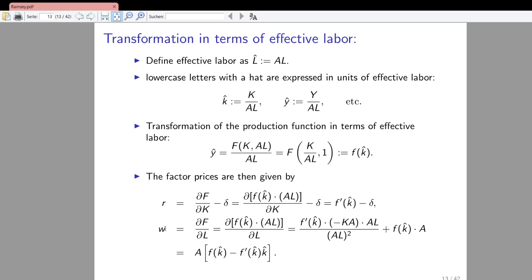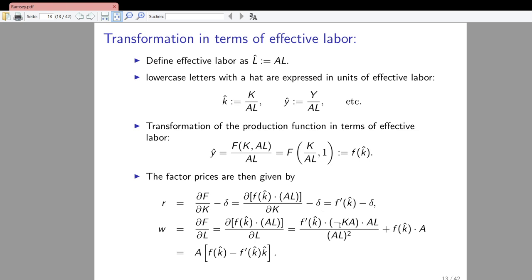And analogously, we can derive the wage rate in the economy, which is the derivative of the production function with respect to labor, as we've seen it on the previous slide. And that's the same as the derivative of the production function in intensive form multiplied by A times L from this definition again, with respect to the production factor labor. Now here we have to apply the chain rule, then the quotient rule, and here the product rule again. So what we get is the derivative of the production function in intensive form, because we take the derivative of K over AL with respect to L here.